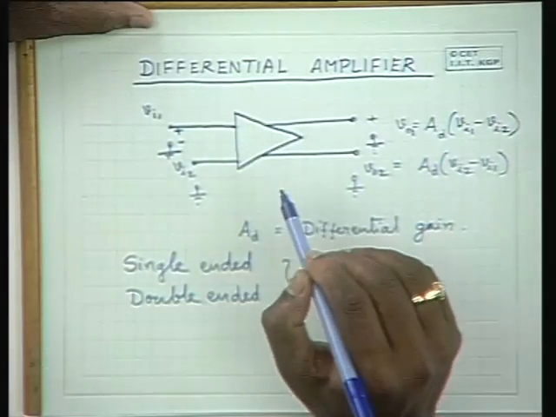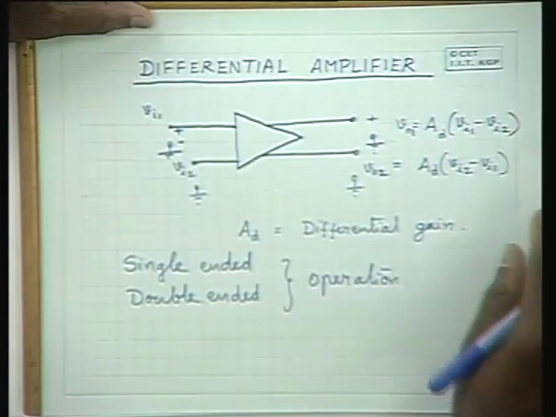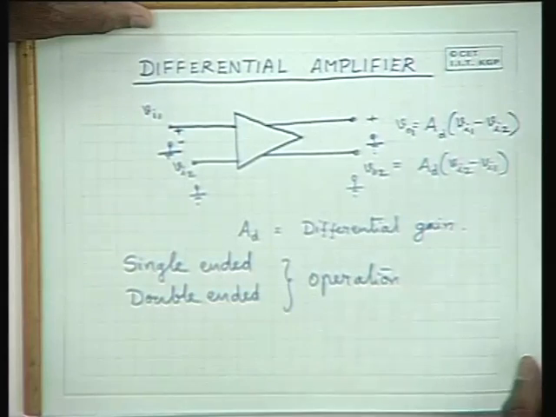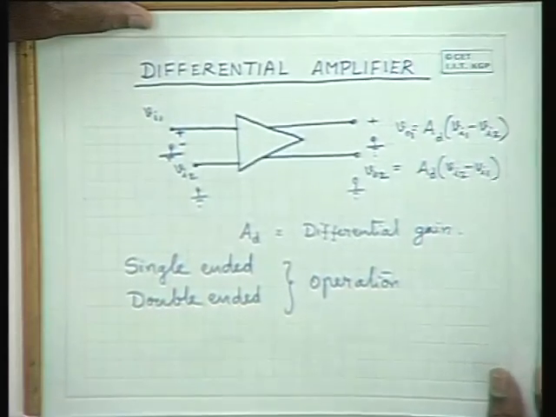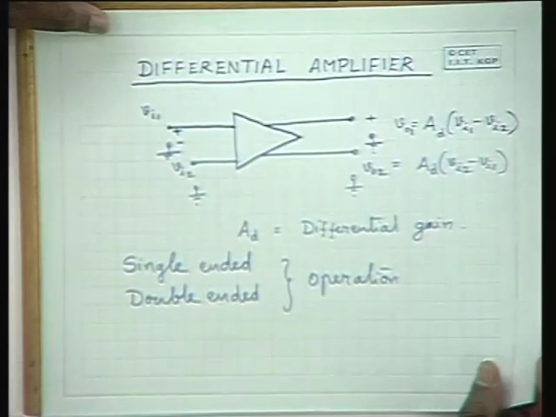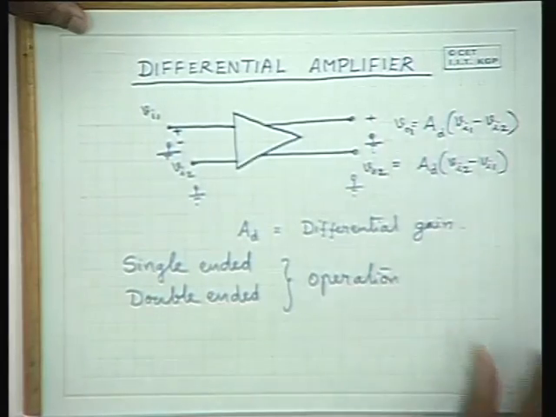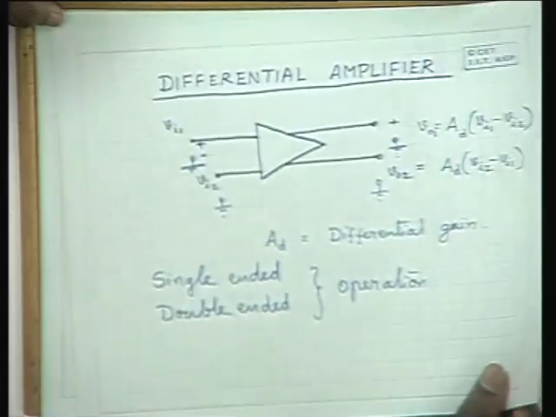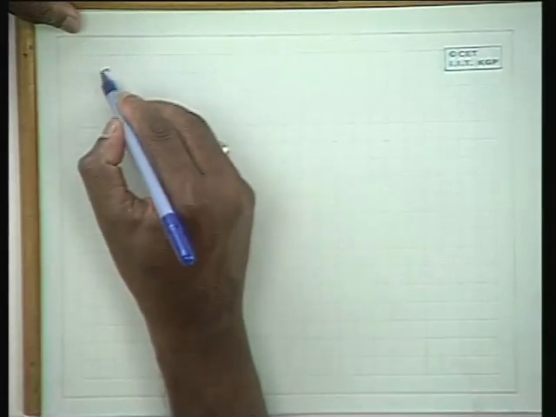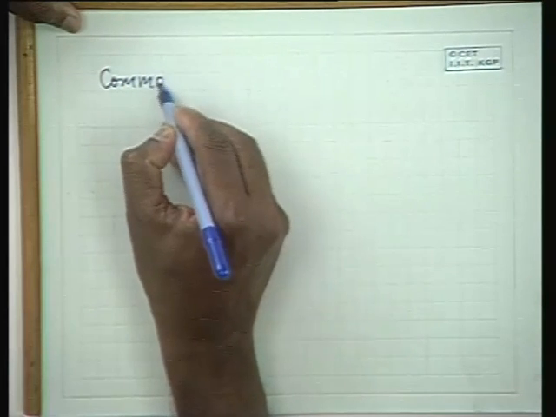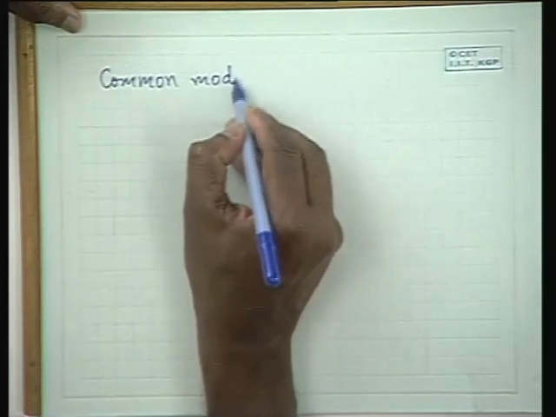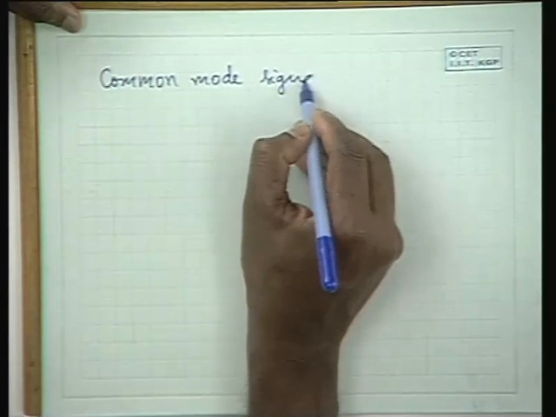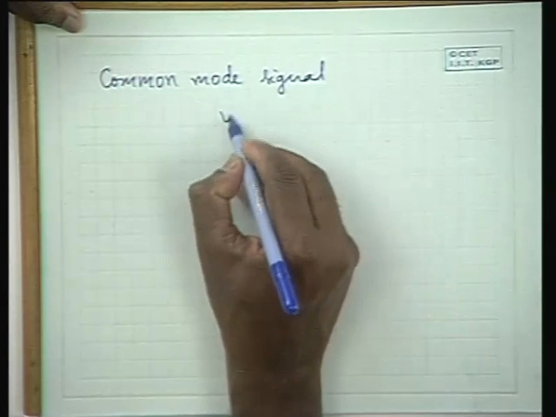But the common mode rejection is not very high, and some amount of common mode signal is present in the output. So, before going into the details, let me define the common mode signal as the average of both the inputs.